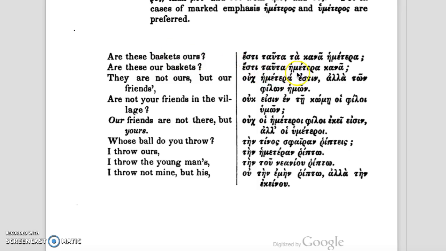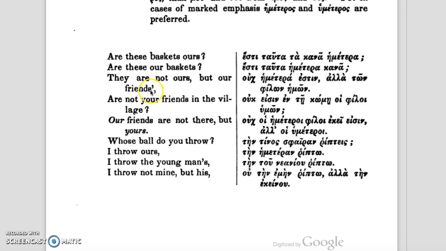Esti tafta emetera kana. Esti tafta, is these our baskets? Let's look at the first one again. Is these, now that's bad English but good Greek, is these baskets ours? Now look at this one. Is these our baskets?